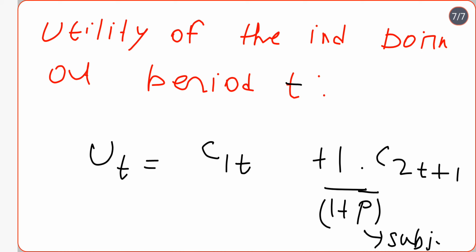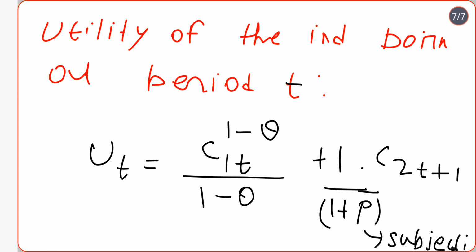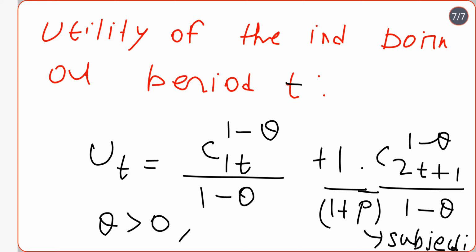It is the subjective discount rate. I am not writing it entirely here. This will be written as C1t to the power 1 minus theta divided by 1 minus theta, and it will also be C2t plus 1 to the power 1 minus theta divided by 1 minus theta. So this is our utility function. Here theta is greater than 0 and rho is obviously greater than -1.